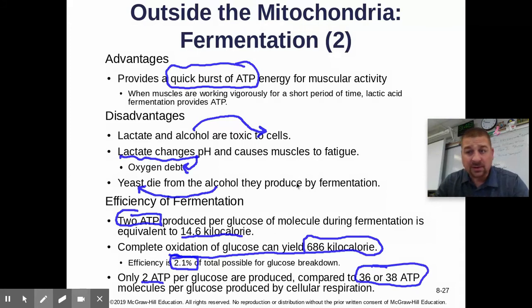All right, that wraps up fermentation. In the next video, we're going to be looking at what happens if there is oxygen and the pyruvic acids can be taken into the mitochondria and you get complete oxidative breakdown of that pyruvate.